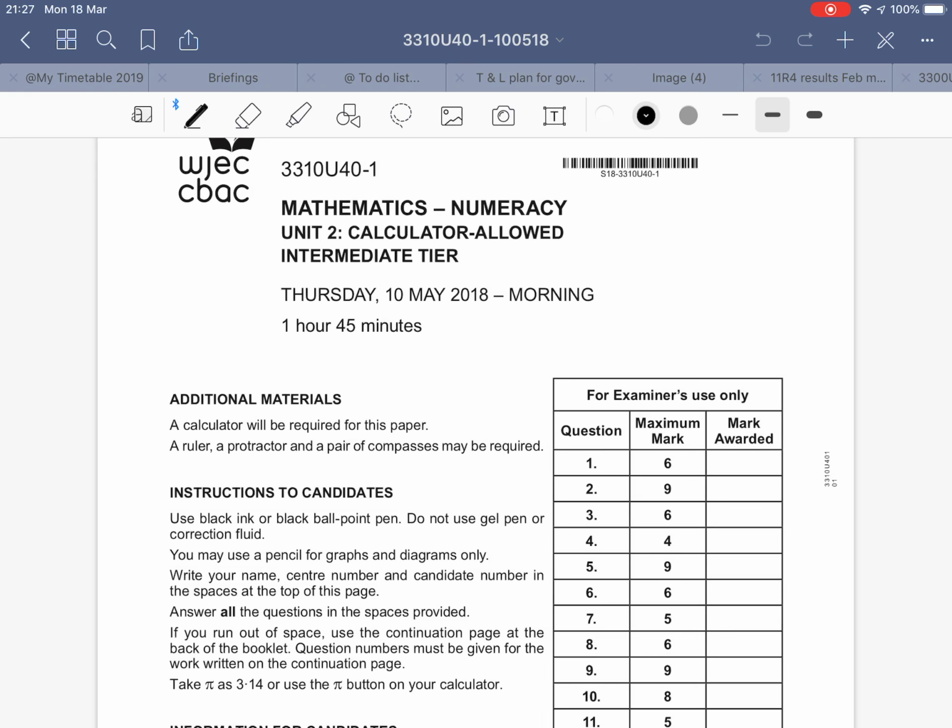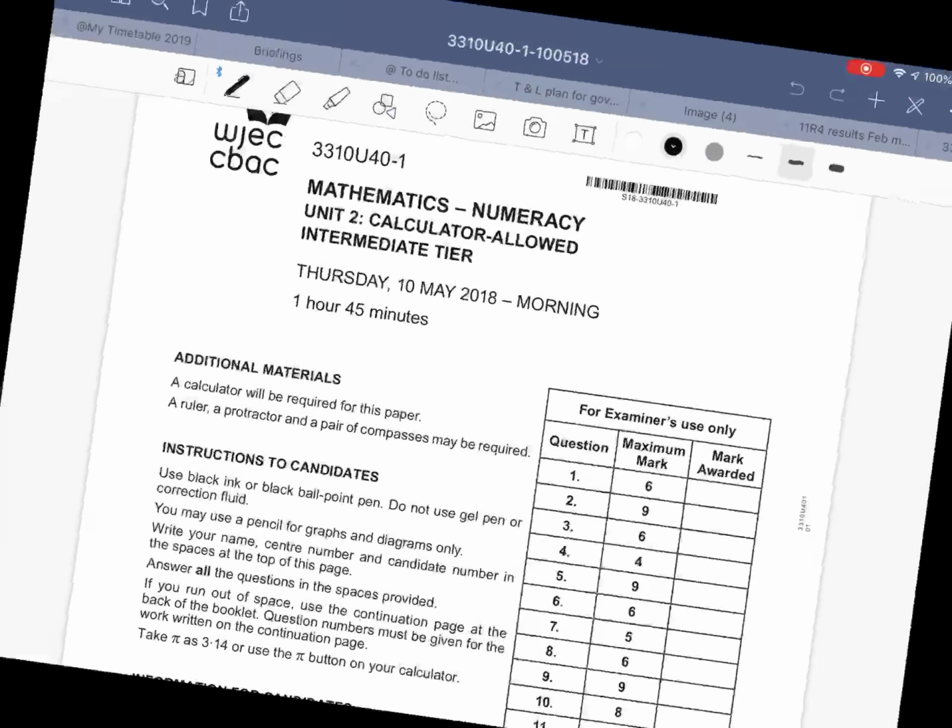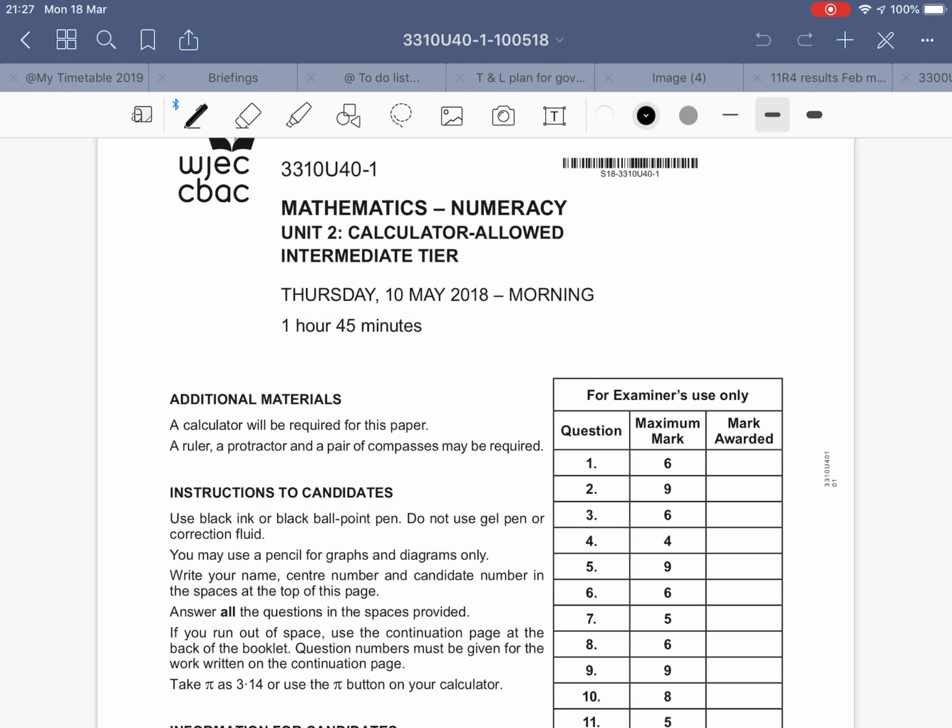Okay, so going through Maths Numeracy Unit 2, Calculator Allowed, Intermediate Tier, May 2018 questions, questions 1 to 6.